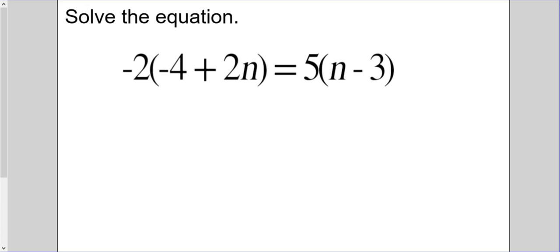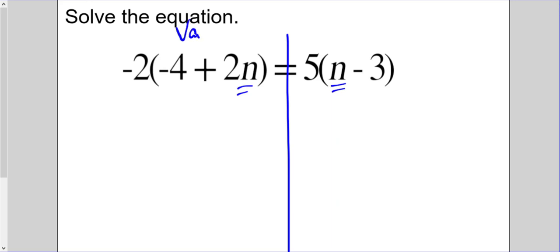So here I want to solve this equation, which means I want to get my variable on one side and a constant, just a number, on the other side. So I see that this equal sign has a variable on the left side and a variable on the right side. I need to somehow combine those into one variable term on one side and combine all my constants to the other side, and that would leave me with my answer.